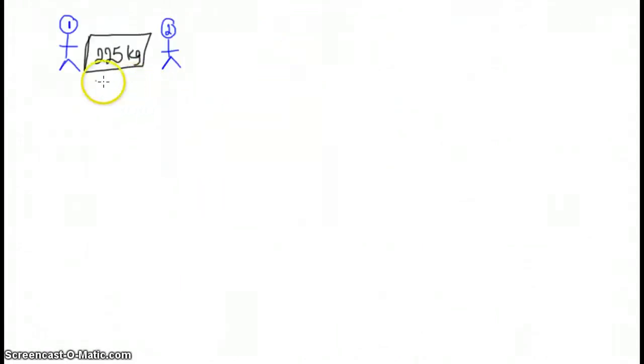Okay, so let's look at an example. We have SPY 001 and SPY 002 trying to move a 225 kilogram safe, and they're trying to move it across the floor a distance of 8.5 meters towards their truck that's waiting for them.